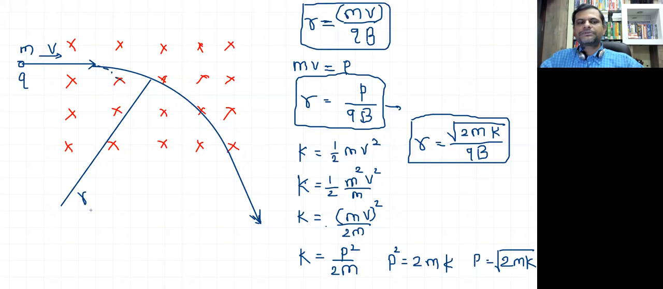Okay, so suppose it is given that the particle enters with the velocity v, then we'll use this equation. If momentum is given, then we'll use this equation, and if suppose the kinetic energy is given, then we can use this equation so as to find out the radius. But sometimes the questions are asked to compare the radius of the particle whenever different particles are given.